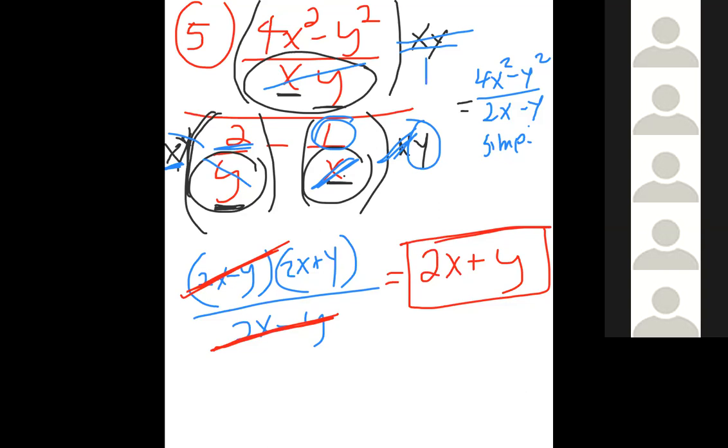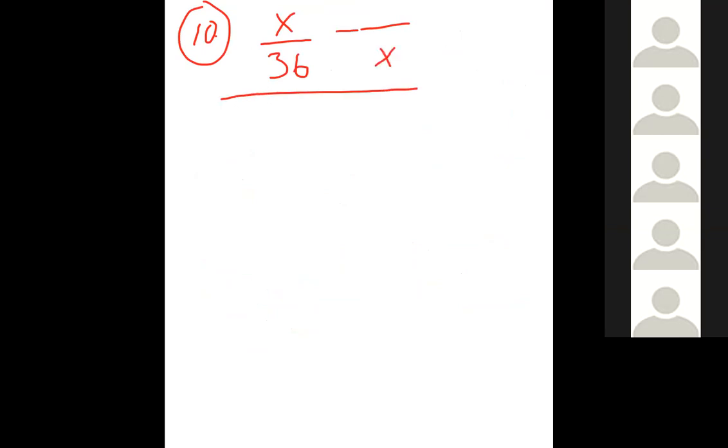All right, let's do this one right here. Number 10, we're going to do number 10. All right, everyone. For number 10, I've got x over 36 minus 1 over x, and all of this is over 1 plus 6 over x.